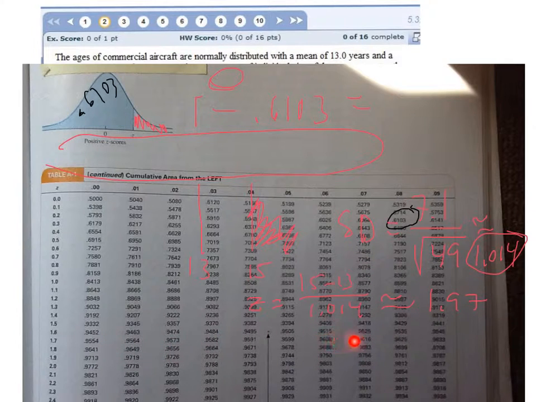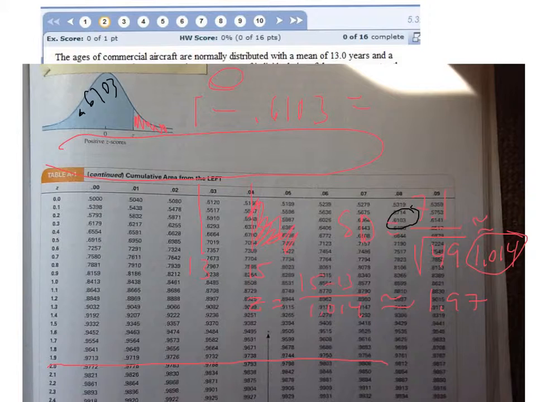I'm seeing 0.9618, I think. Yeah, no, is that the right column? No. 0.97, yeah, I've got to draw a line. 0.9756, right? That's the 0.07 column.